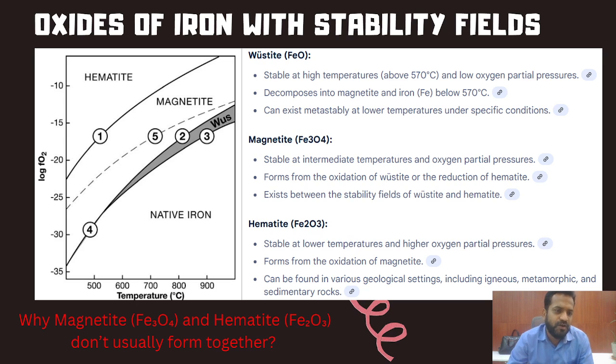If we see this fugacity versus temperature stability field diagram itself, it indicates hematite, magnetite, wustite and native iron. All these iron oxides and native iron have different stability ranges. So hematite occurs in the most oxidized environment, with higher fugacity of oxygen than magnetite. Magnetite is in between. So what is hematite? Fe3O4 or Fe2O3? Hematite is Fe2O3 and magnetite is Fe3O4.